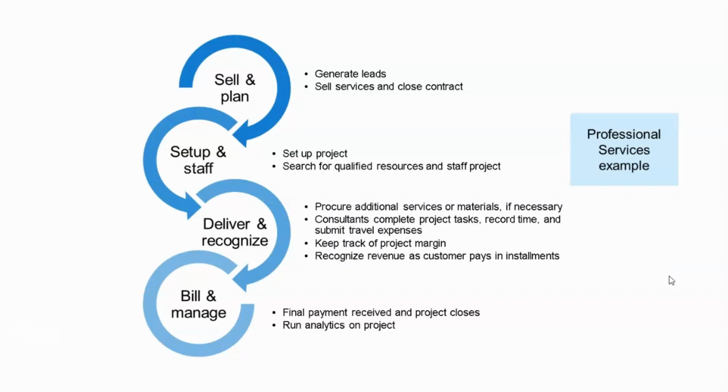Next comes the deliver and recognize. To support the project, do we need to procure any services or materials from a third party provider? If so, we move into a sourcing and procurement line of business to identify what we need, purchase it from a supplier, and pay the supplier in the process services line of business.